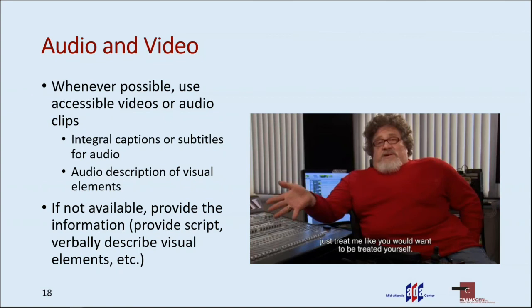This frame is displaying a caption that was part of this video. Whenever possible, you should try to use accessible videos or audio clips if you're going to put them in your presentation. This means that there are integrated captions or subtitles for an audio track, and if possible, audio description of visual elements. Most of us are familiar with captions. If you're not familiar with audio descriptions, they are basically spoken descriptions of visual elements. Might be describing the scenery or costumes or action or text that's displayed on screen that isn't spoken aloud.